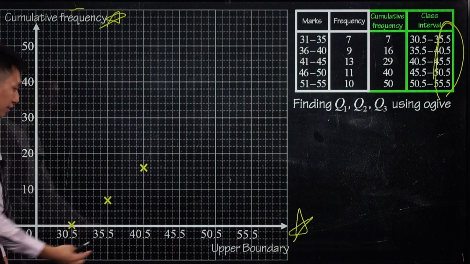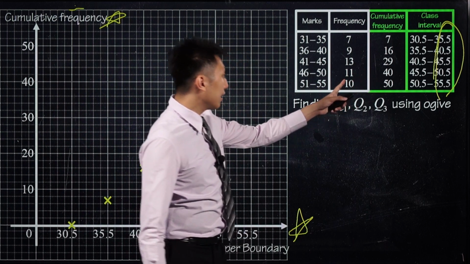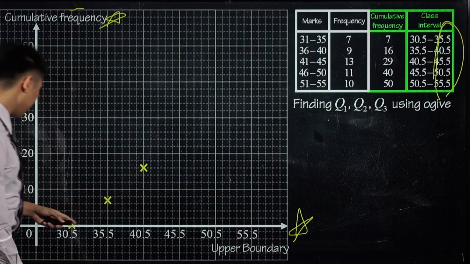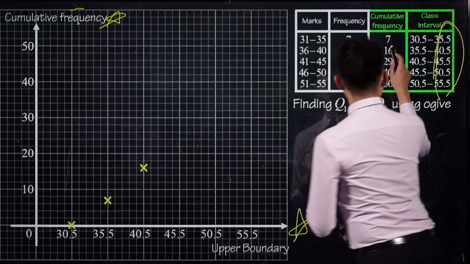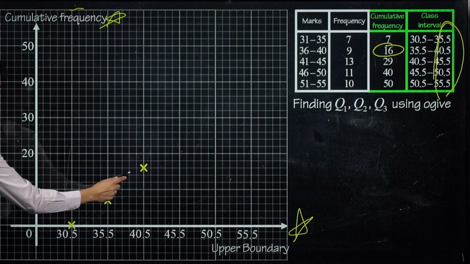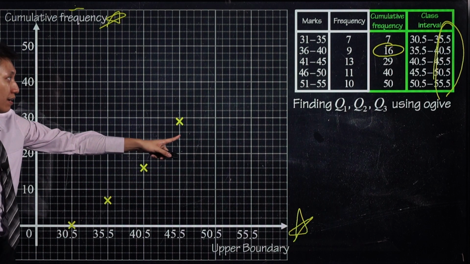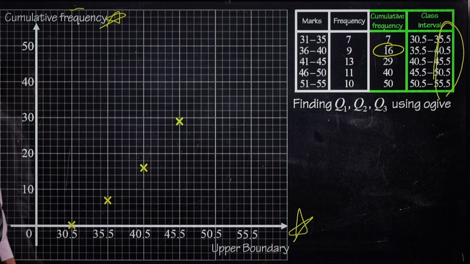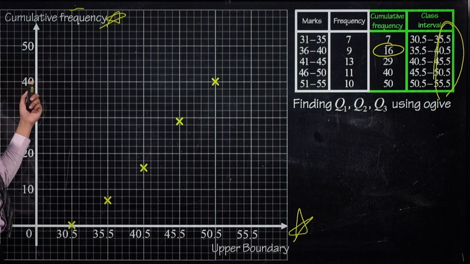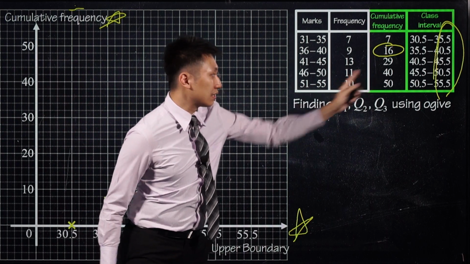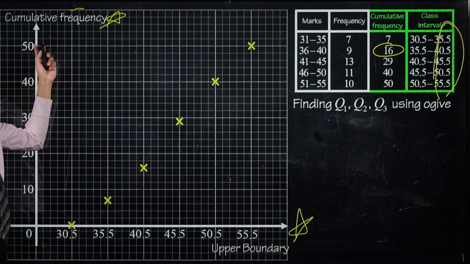I continue to plot the points. 40.5 with respect to this, which is what? 40? I saw it wrongly, it's 16. So this value corresponds to 16 over here. Then 45.5 corresponds to 29. Then the next one, 50.5, is 40. Just follow. Then the next one, 55.5, gives you the full 50.